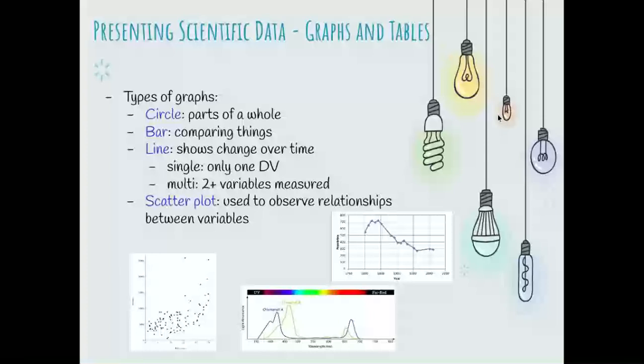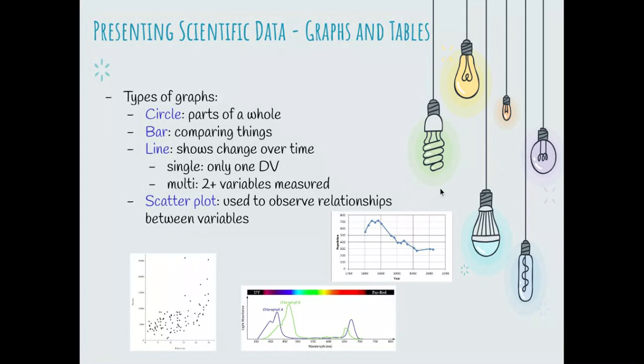1.3 Organizing Data. Presenting scientific data, we use graphs and tables. Types of graphs include circles. Those show parts of a whole. So when we're doing percentages, that's when you would do a circle graph, or you might have learned it as a pie chart. A bar graph is used to compare things, so different things.